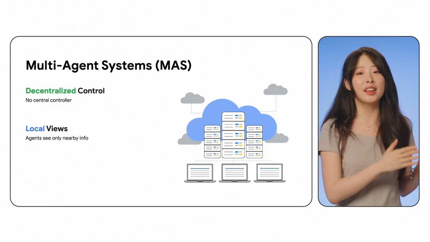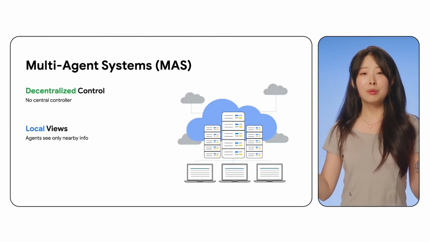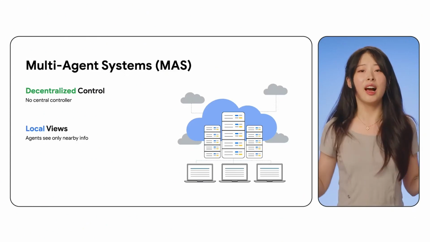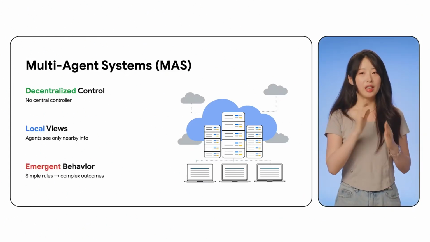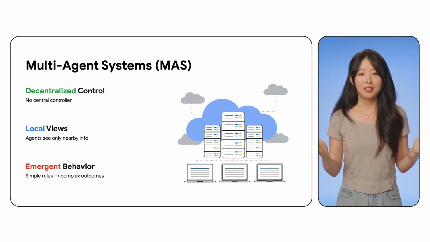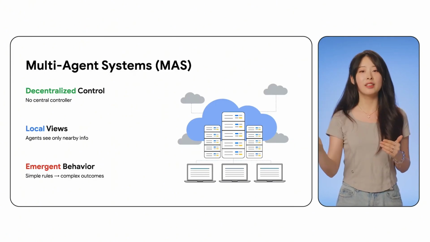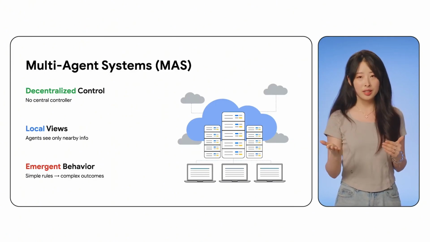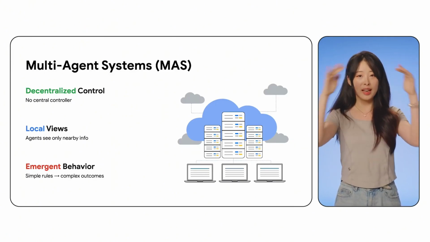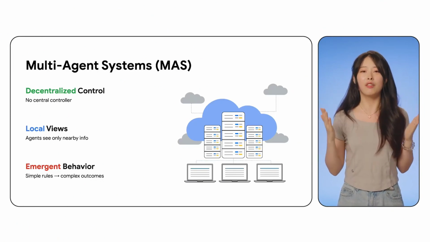Imagine yourself standing in a crowded stadium. You can only see and react to the people nearby, but not the entire crowd. And lastly is emergent behavior. This is where the magic happens. From those simple local rules, amazing global patterns emerge. And in this scenario, agents work together to solve a complex problem that no single agent can solve easily.